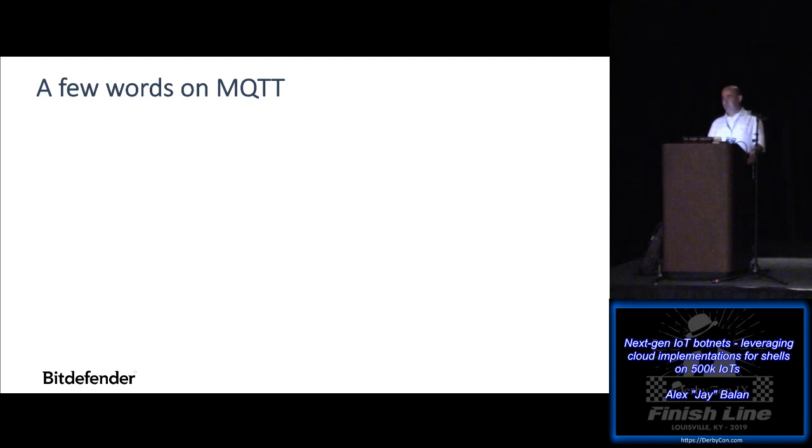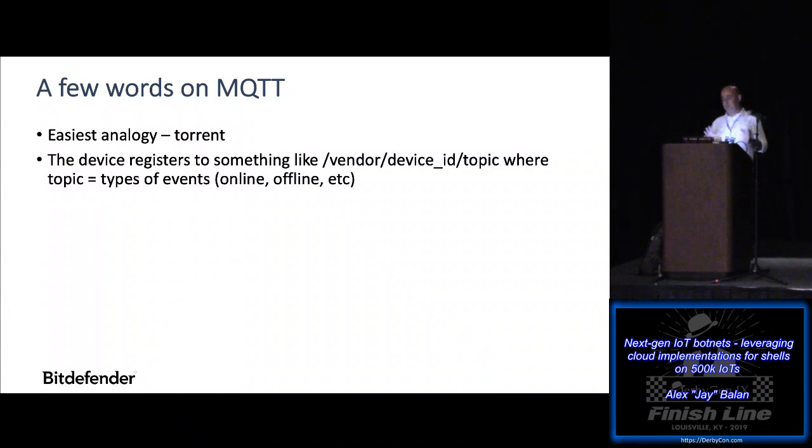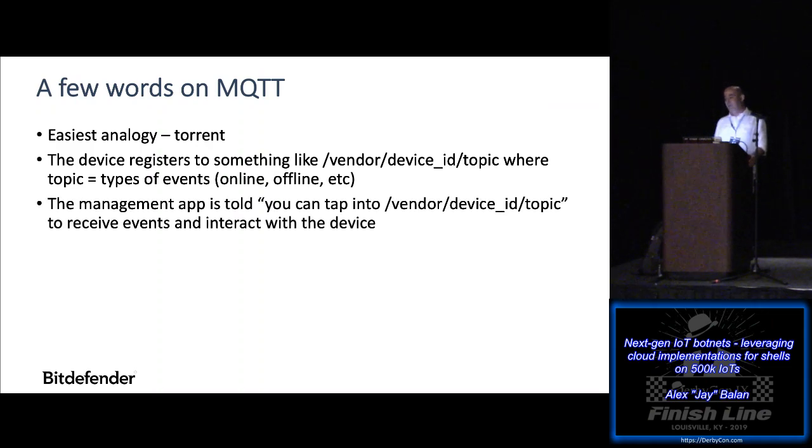MQTT, I was not familiar with MQTT up until a few months ago. Essentially, MQTT is some sort of a server, much like Torrent, I'm told, which says that the device registers to the server, and there's a tree structure that allows the device to say, okay, I can broadcast these topics, they're called, right? And it's like /vendor, /device ID, and the /topic, where the topic is like, I'm online, I'm offline, I'm doing this, I'm doing that. And then it tells that to the server, and then the mobile app knows that it can register to those specific topics.